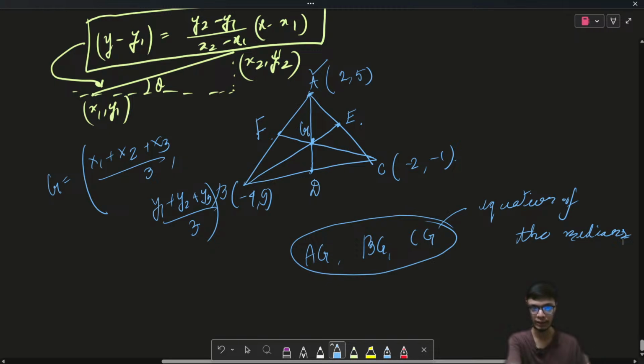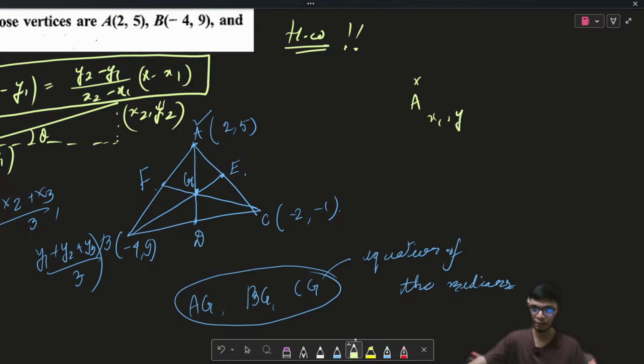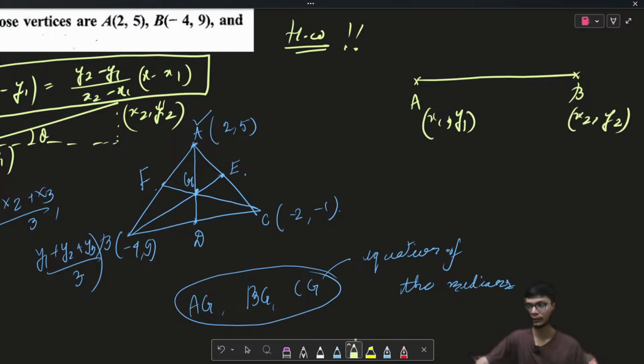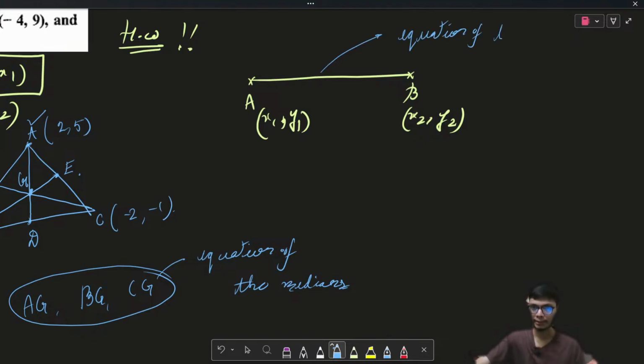Now how do we find the equation of a straight line passing through 2 points? In the last class I asked you to find the equation of the line passing through 2 points. So let us say we have 2 points given as x1 y1 and x2 y2, and I need to write down the equation of this particular line.